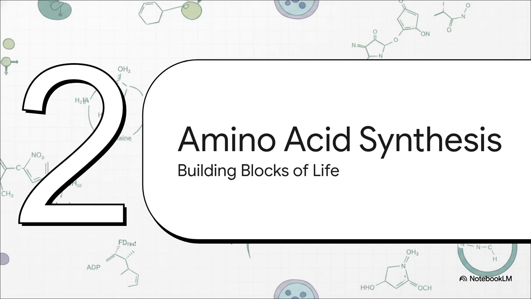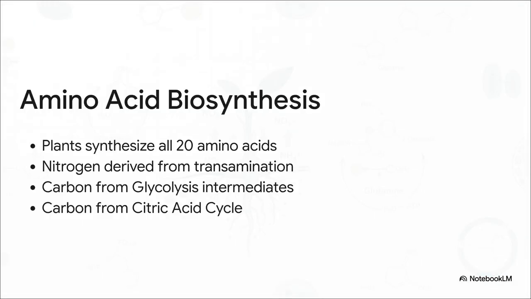Section 6. Plant amino acid biosynthesis, the building blocks of life. Unlike humans and most animals, who have to forage or hunt to get certain essential amino acids from their diet, plants are entirely self-sufficient. They synthesize all 20 standard amino acids completely from scratch. They do this brilliantly by marrying the nitrogen pathways we've just discussed, pulling the nitrogen from glutamine and glutamate transamination, with foundational carbon skeletons. Those carbon structures? They're pulled right out of core metabolic processes, intermediates like 3-phosphoglycerate and pyruvate from glycolysis, or 2-oxoglutarate and oxaloacetate from the citric acid cycle. Honestly, it's a masterpiece of biochemical engineering.